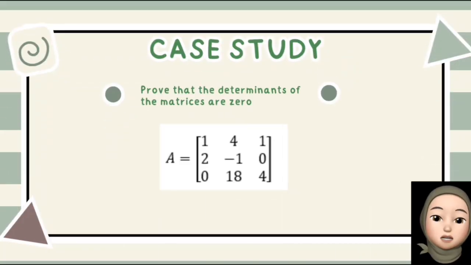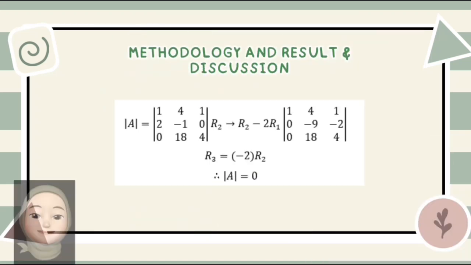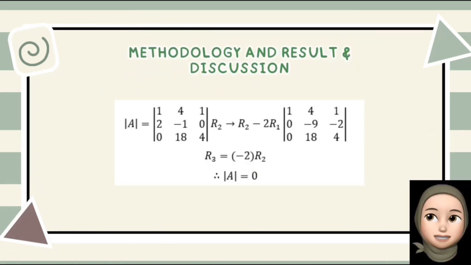For this case study, we are going to prove that the determinants of the matrices are 0. First, A equals 1, 4, 1; 2, negative 1, 0; and 0, 18, 4. So first, row 2 minus 2 times row 1. The determinant will just be the same. There will be no changes. Row 1 will remain the same and row 2 is 0, negative 9, negative 2. And row 3 also remains the same.